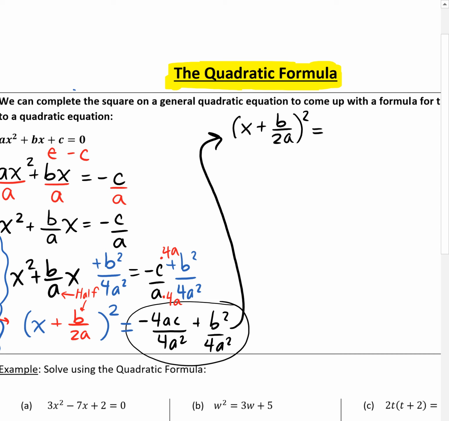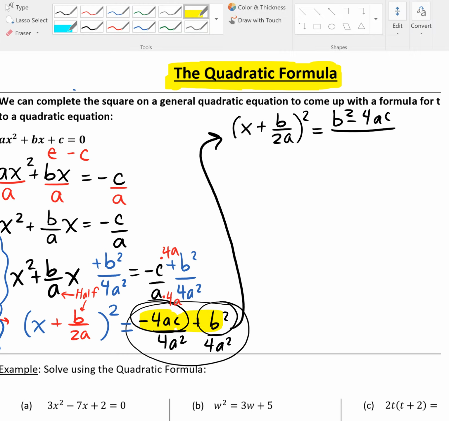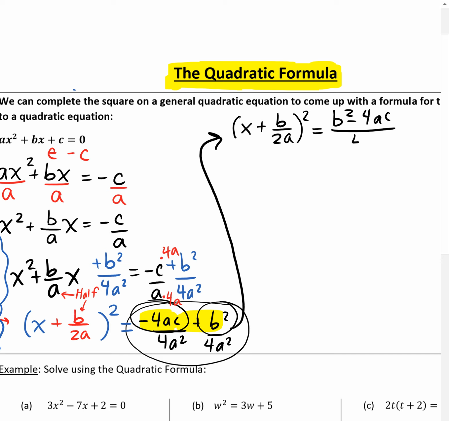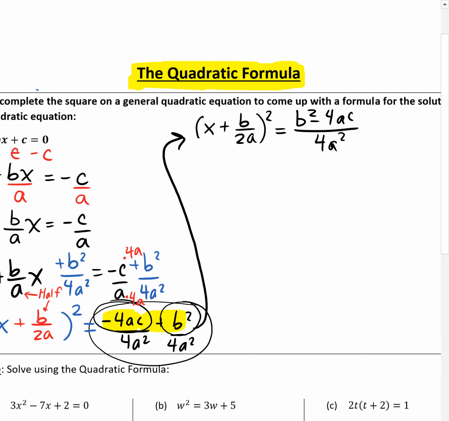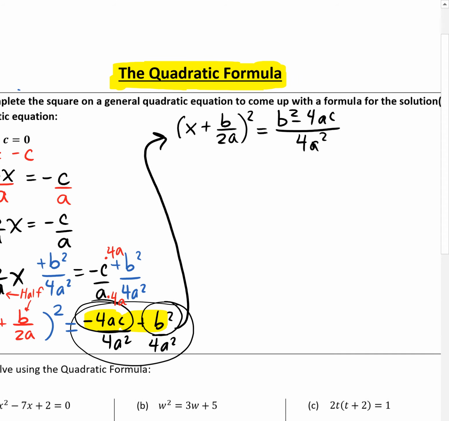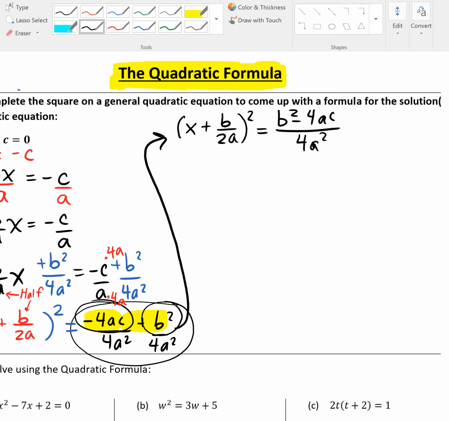But you know what I might do? Instead of writing negative 4ac plus b squared, I'm going to write the positive guy first, b squared, and then minus 4ac. Hopefully that makes sense. Instead of saying negative 4ac plus b squared in the numerator, I'm going to switch them, that's all, to make it look prettier. But they have that common denominator of 4a squared. And if you're somewhat familiar with the quadratic formula, that numerator might sound familiar. That's part of the quadratic formula, b squared minus 4ac.